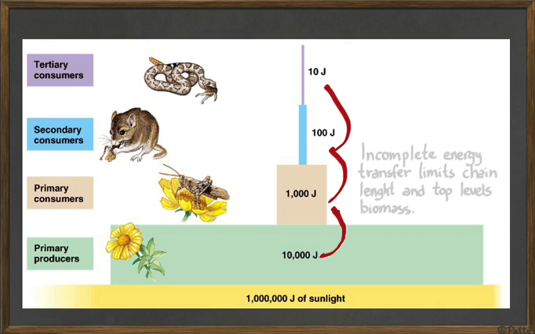In this one here, you have four links. We have a producer, primary, secondary, tertiary consumer. We have 4 trophic levels.